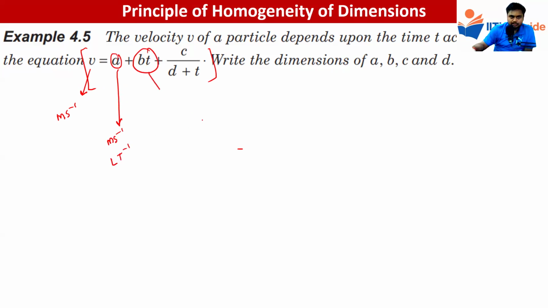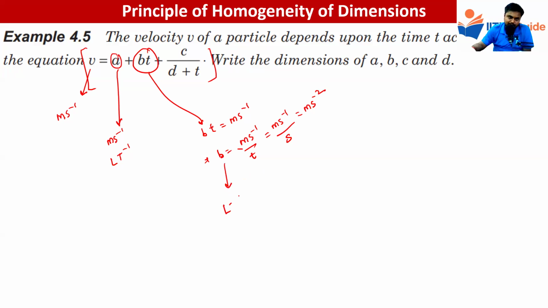Now BT also should be meter per second. Therefore B should be meter per second divided by T, which is meter per second divided by second, which is meter per second square. So therefore B will be LT^-2.